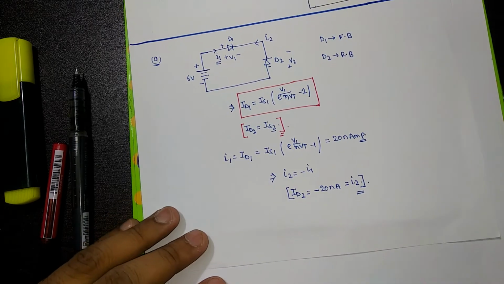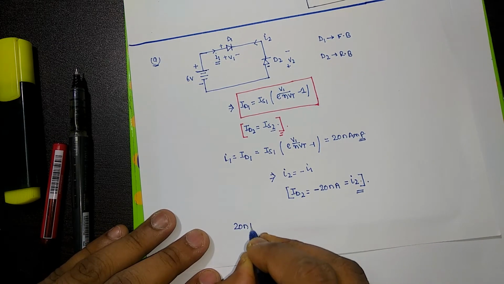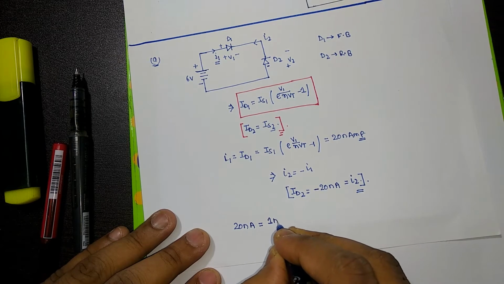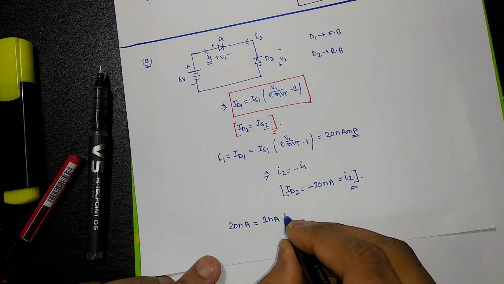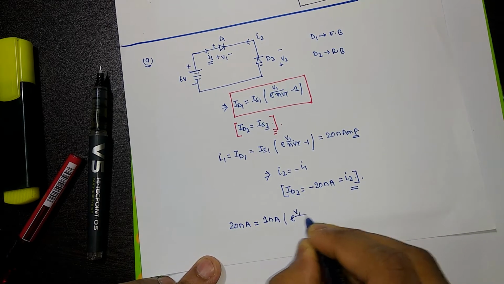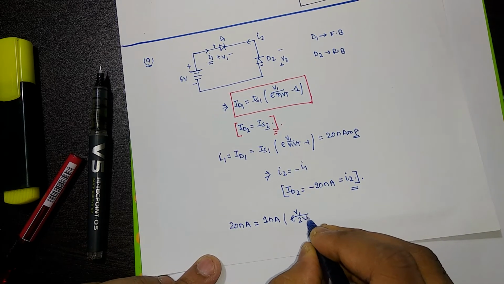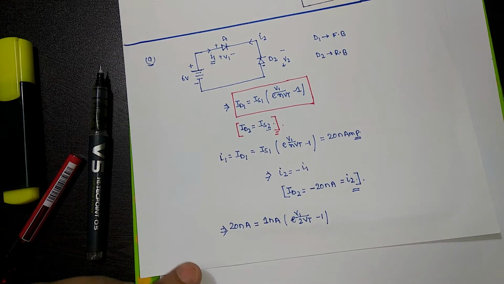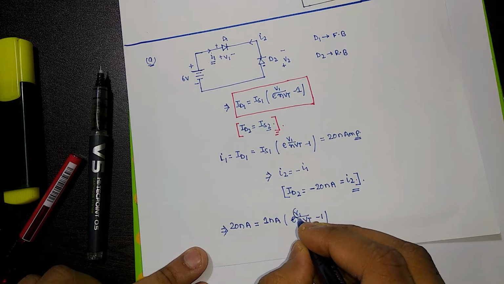Okay, now 20 nanoampere will be equal to IS1, which is 1 nanoampere, the saturation current of diode 1, into e to the power V1 by 2 Vt, minus 1, as the diode we have taken is a silicon diode. So through this you can calculate the value of V1.